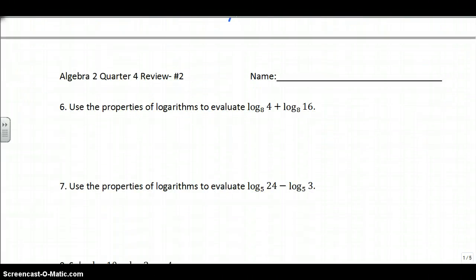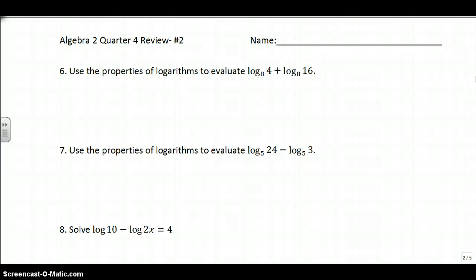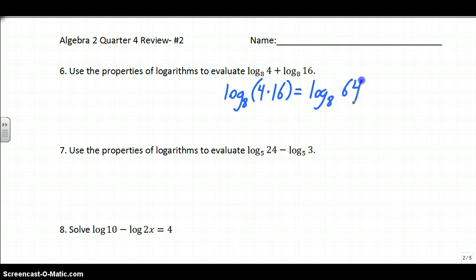Okay? Oh, use properties of logs to evaluate log base 8 of 4 plus log base 8 of 16. I remember if they have the same base, and it's plus, then that means that's actually multiplication of the two numbers inside. So it'll be 4 times 16. So we get log base 8 of 4 times 16 is 64. And unfortunately, I can't plug in log base 8 into my calculator, but there's a nice little change of base formula that says I can do log of 64 divided by log of 8.